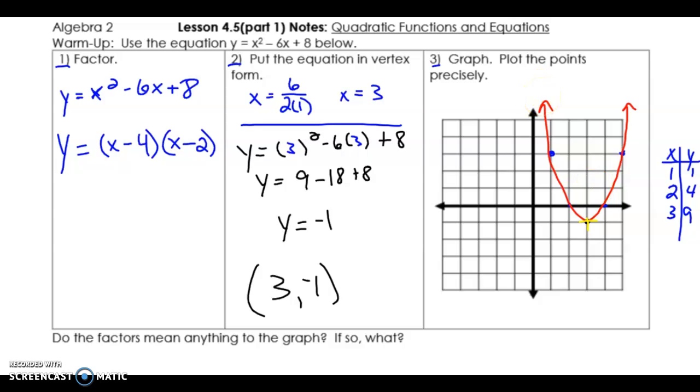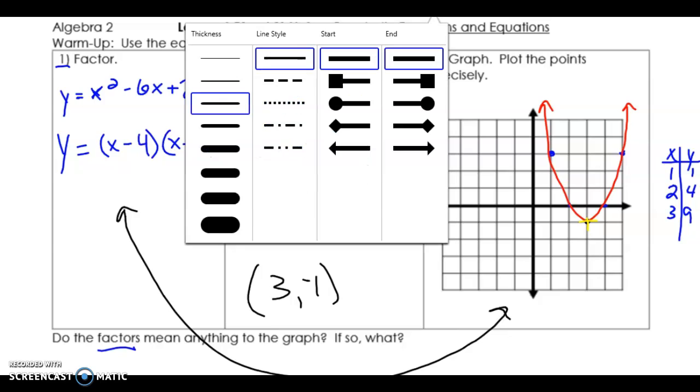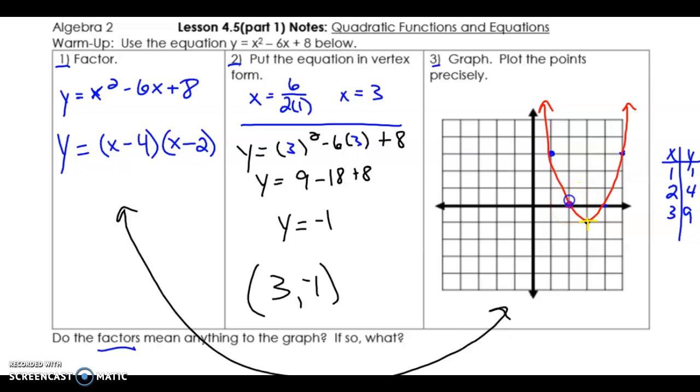So looking at our graph, do the factors mean anything to the graph? So if we look back to that step 1, how can we connect those factors over to the graph? So I've got negative 4 and negative 2, it looks like. So do we have something with negative 4 and negative 2? We don't have something with negative 4 and 2, but we have something with 4 and 2. Making them both positive. So what did we do? That's just what we're going to work on today.